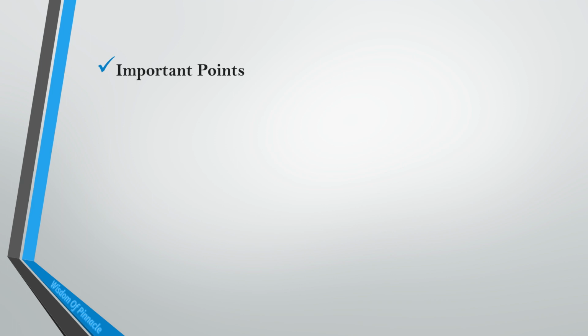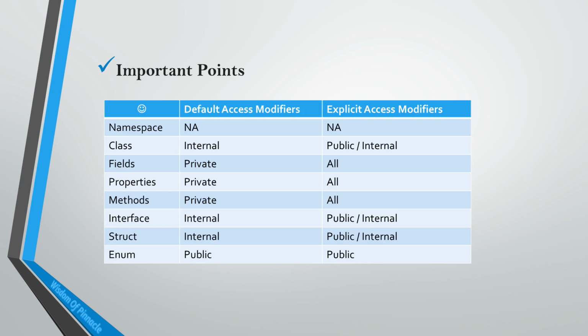Now, coming to the last part of today's video. Let us summarize a few of the important points with respect to default and explicit access modifiers. This is a tabular format. Let us start with namespace. Namespaces do not take any default or explicit access modifier because whenever you want to use a namespace, it is imported first, and after that we are able to access the members written inside that namespace. Hence they do not take any access modifiers.